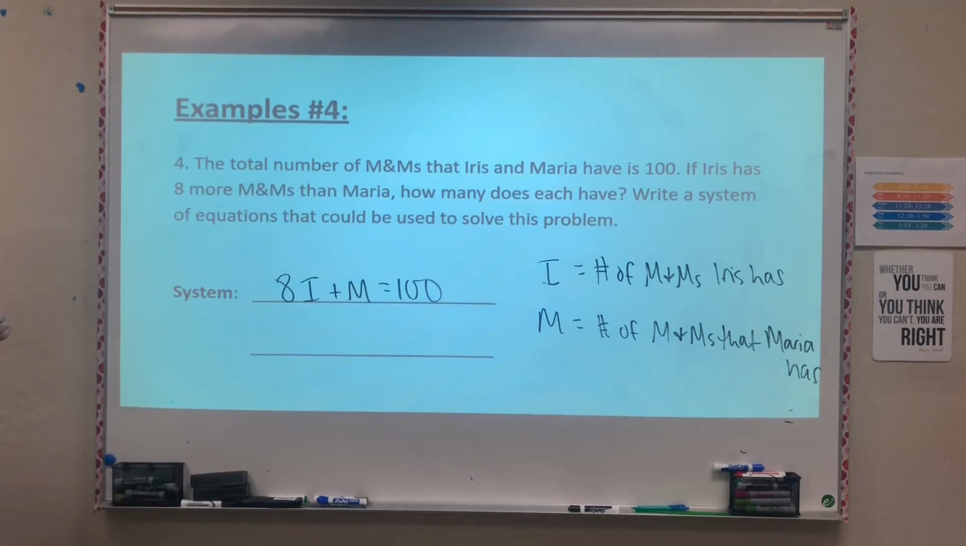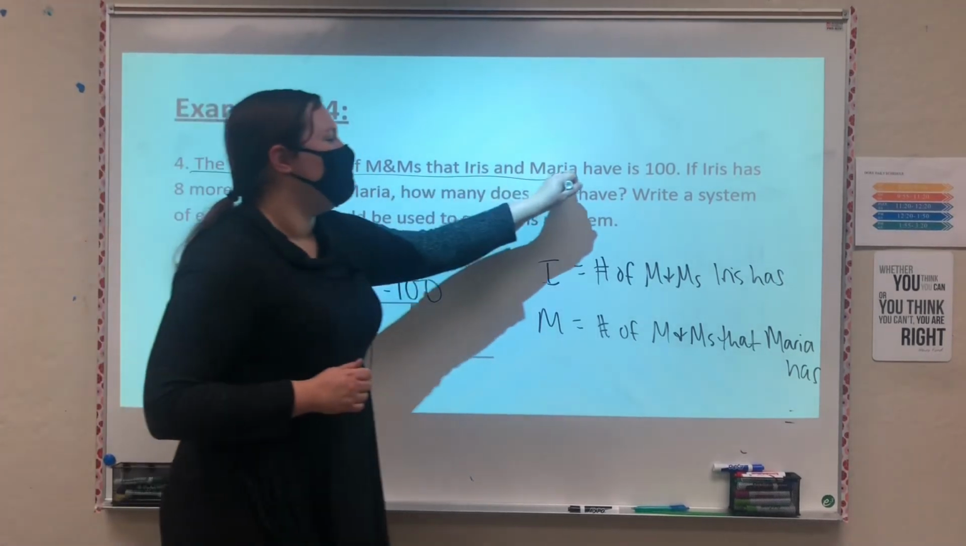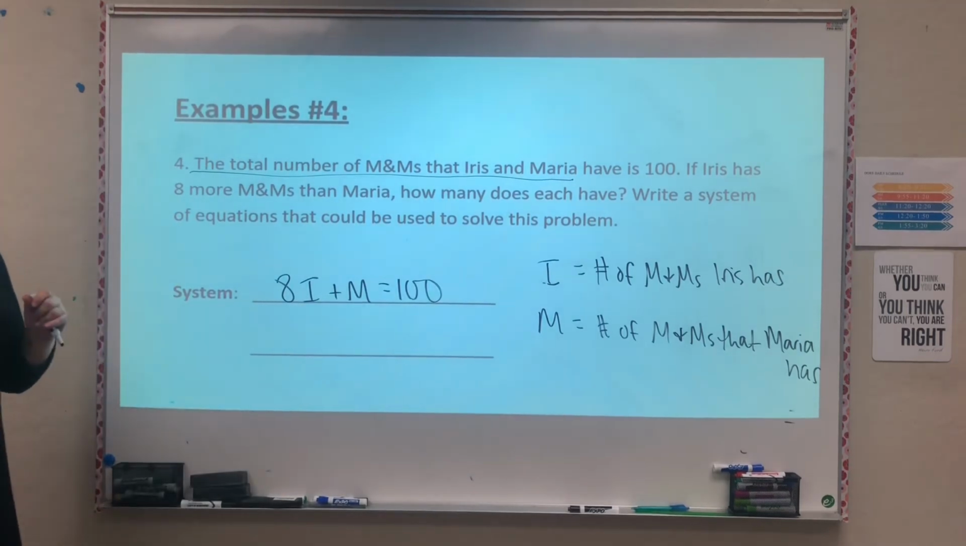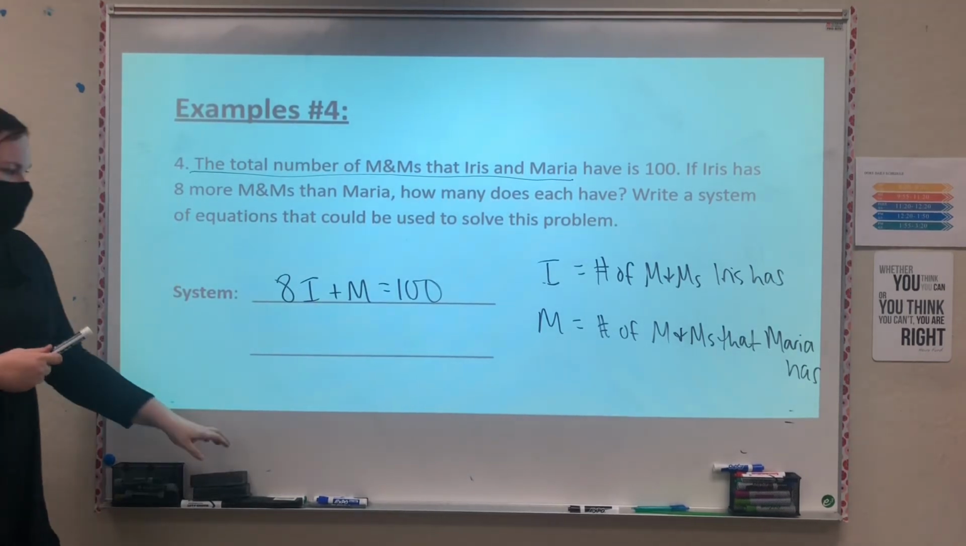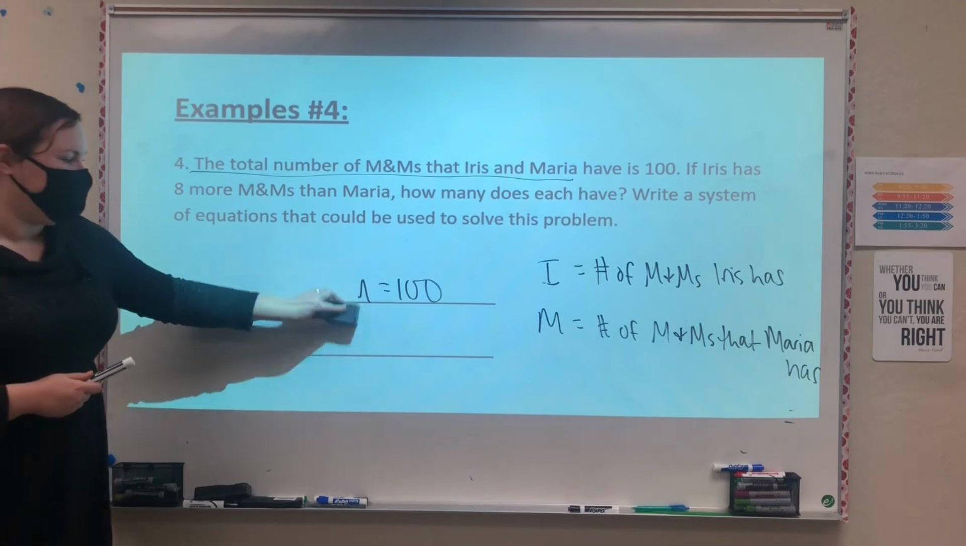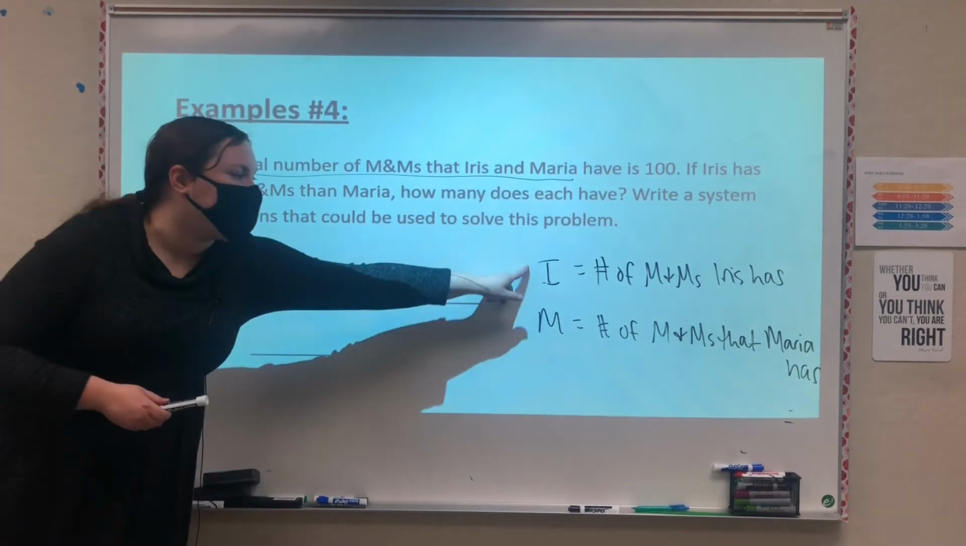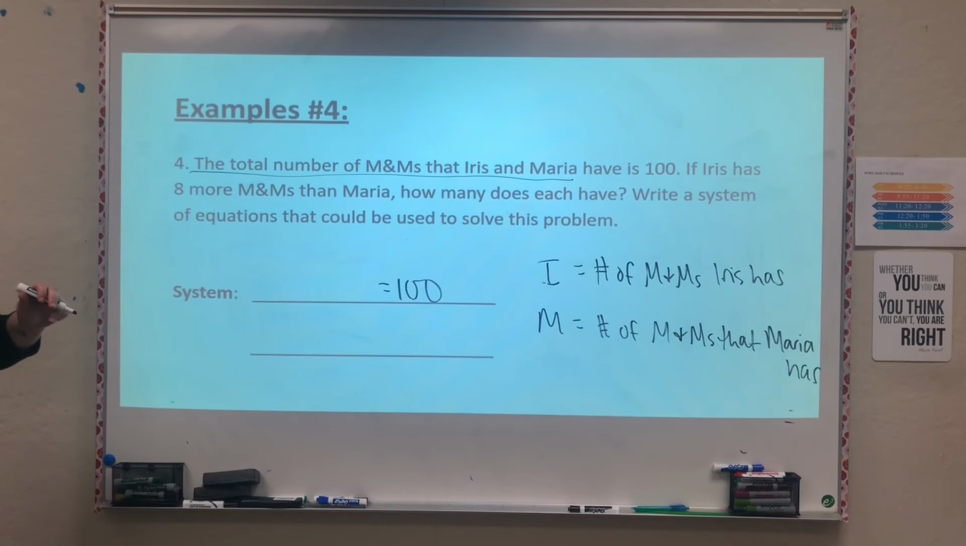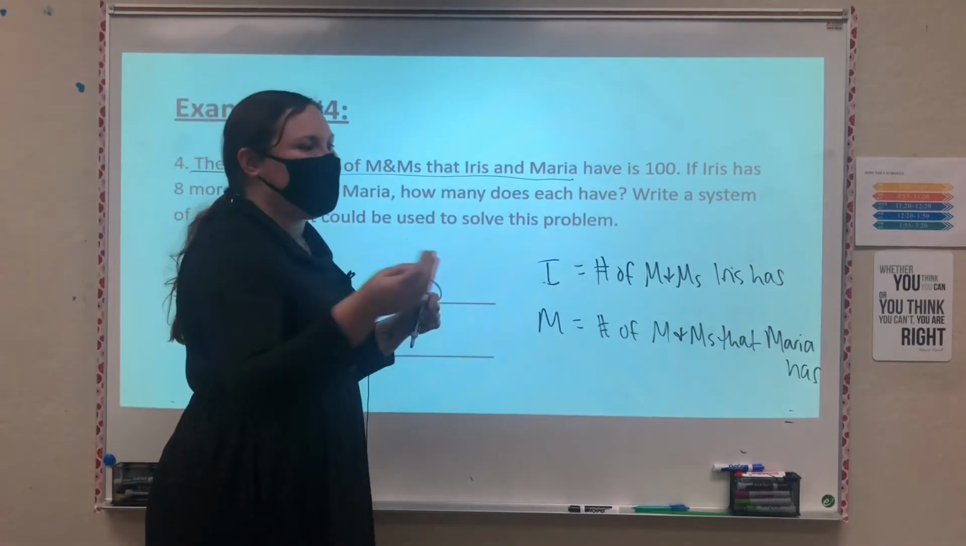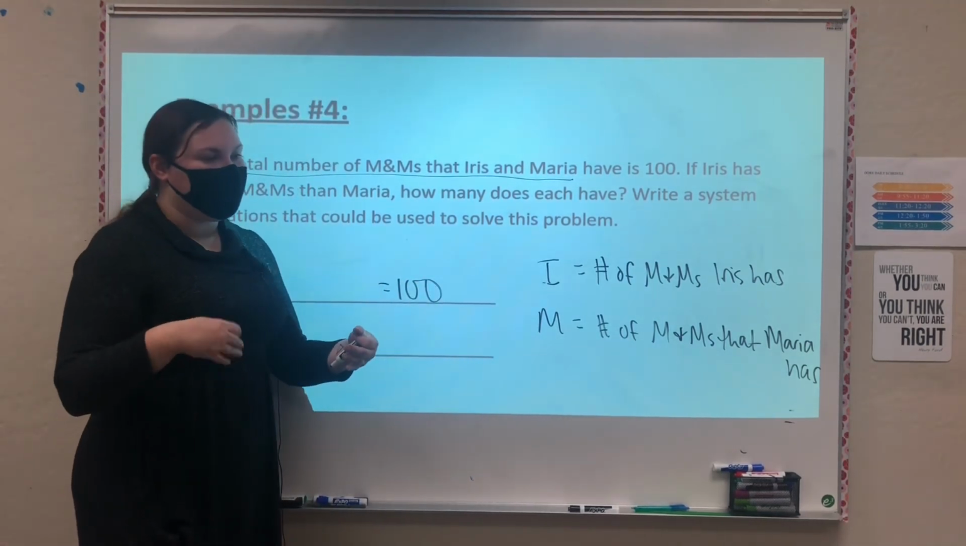What are they saying equals 100? The total number of M&Ms that they both have. Okay. So I like how you worded it there. It's the total number of M&Ms they both have. We're not multiplying anything by 8. If I want to show it's the total number of M&Ms they have, if we said you've got some M&Ms, I've got some M&Ms, I want to find the total, what would you have to do?